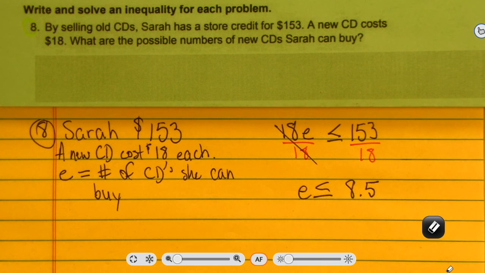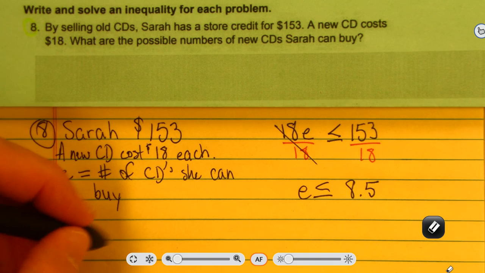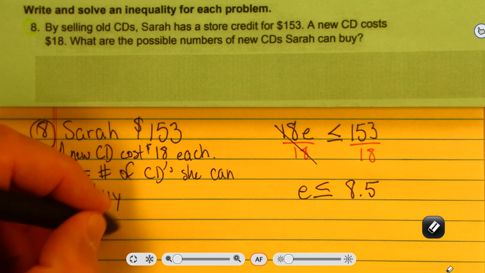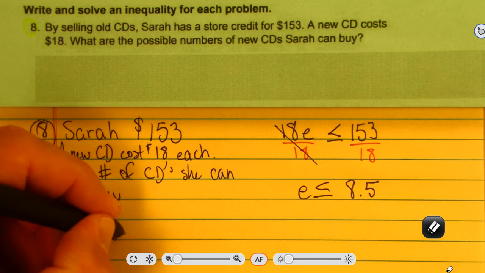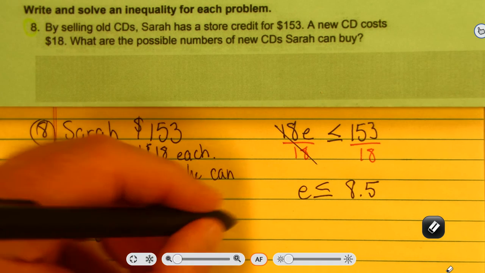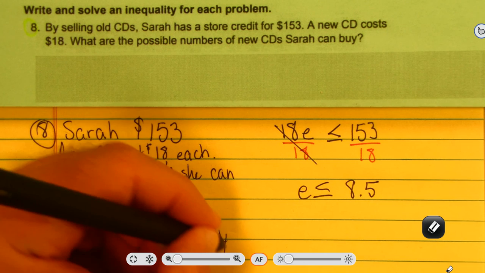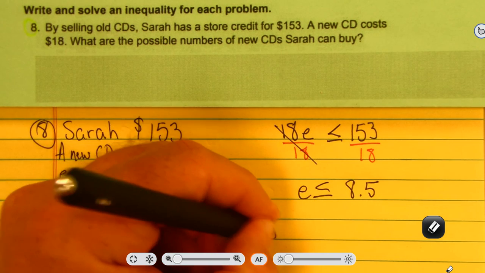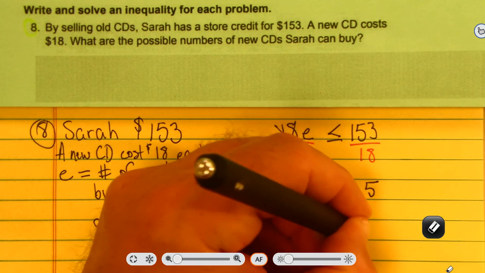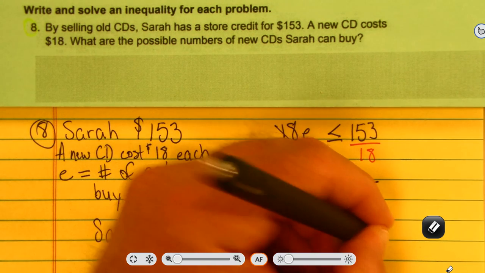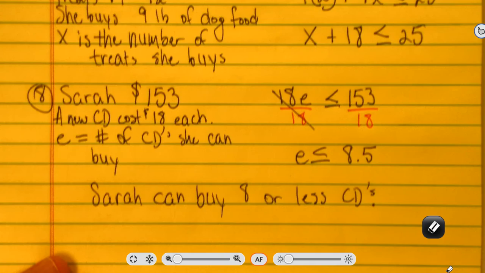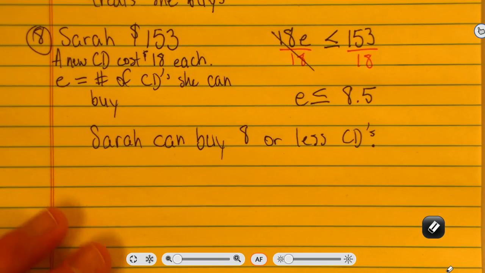So I need to write a statement out. Sarah can buy 8 or less CDs. Wait a minute. Why did I say 8 or less?